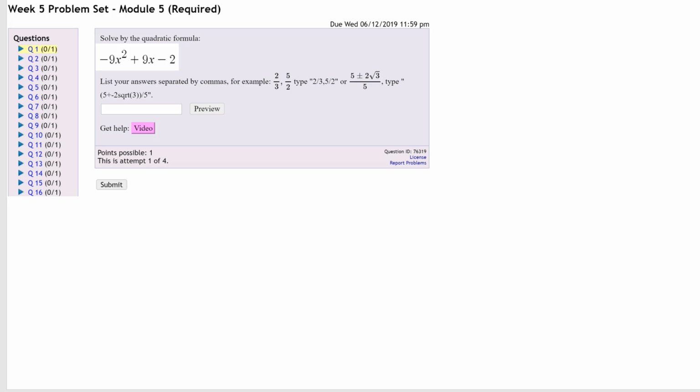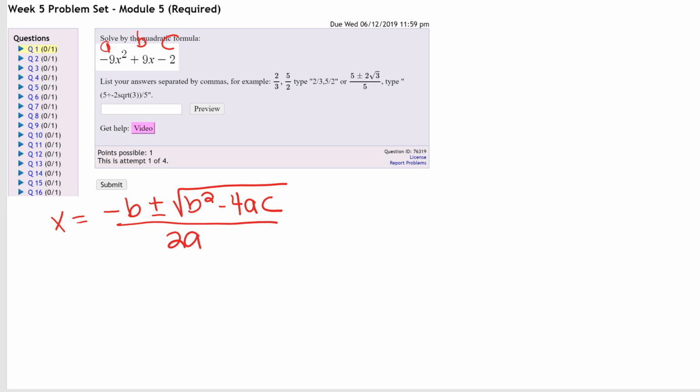Okay, so we're going to start with question 1. Solve by the quadratic formula. And then entering it in. So I did change this problem just slightly from the one that was requested. So the first thing I do for quadratic formula is I write A, B, C, and I write the quadratic formula. X equals opposite of B plus or minus the square root of B squared minus 4AC all over 2A.